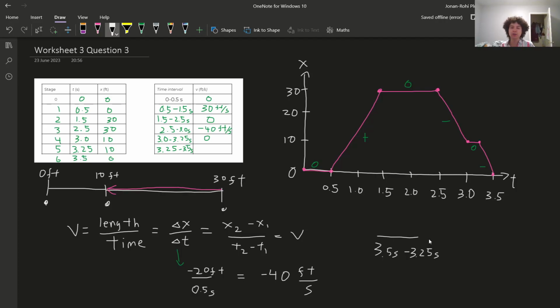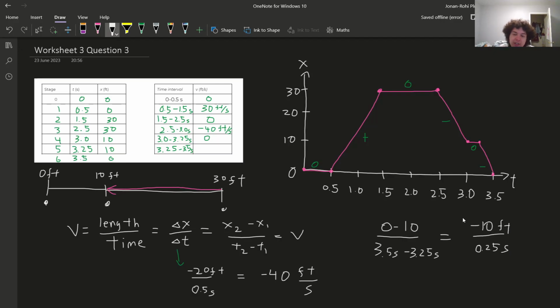Now let's figure out the corresponding positions. At time 3.5, what's the position? It's 0. At time 3.25, what's the position? It's 10. So we can subtract to the top. 0 minus 10 is negative 10. And in the denominator, 3.5 minus 3.25 is 0.25. You can always check using a calculator if you feel like it. Sorry, and this should be feet per second.